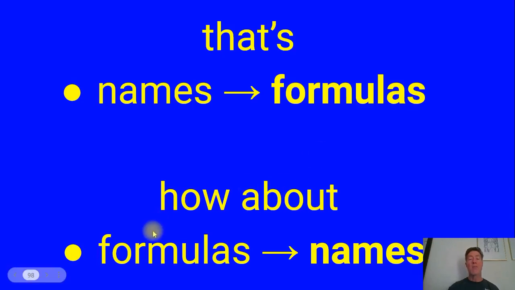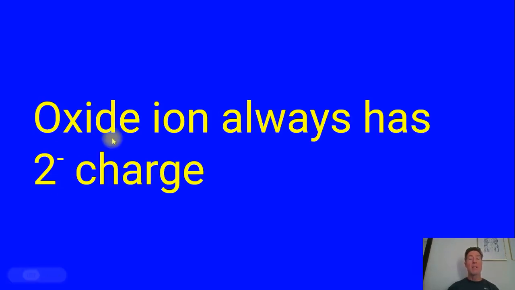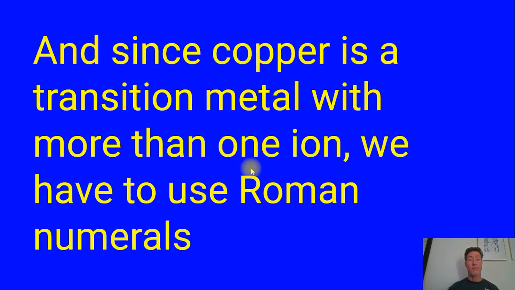How about the reverse? How do we go from formulas back to names? So let's try copper oxide. So this is copper, and it's an oxide because it's combined with oxygen. How do we name this? How do we give a written name from this chemical formula, this formula unit? Well, we know that the oxide ion always has a -2 charge because of its position in the periodic table. That means the copper cation must have a +2 charge in order to balance oxygen's -2.